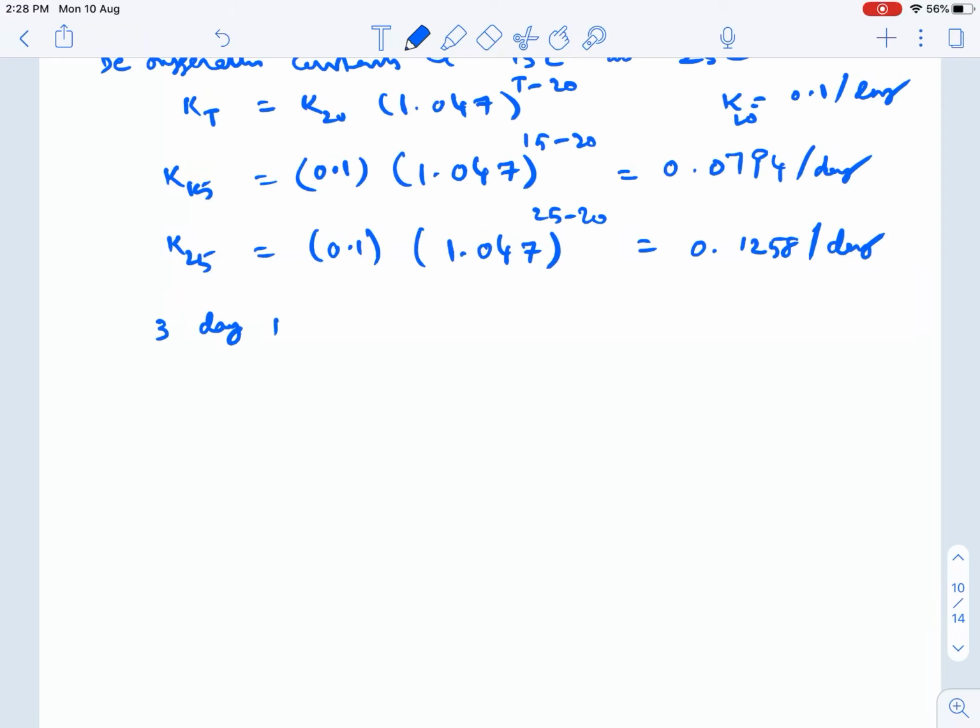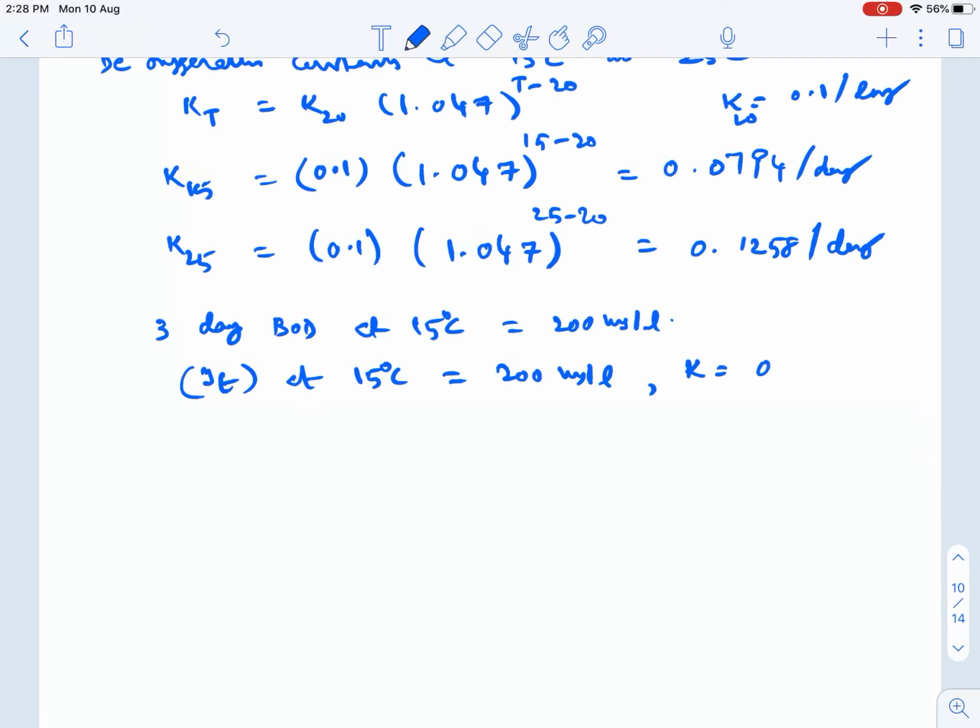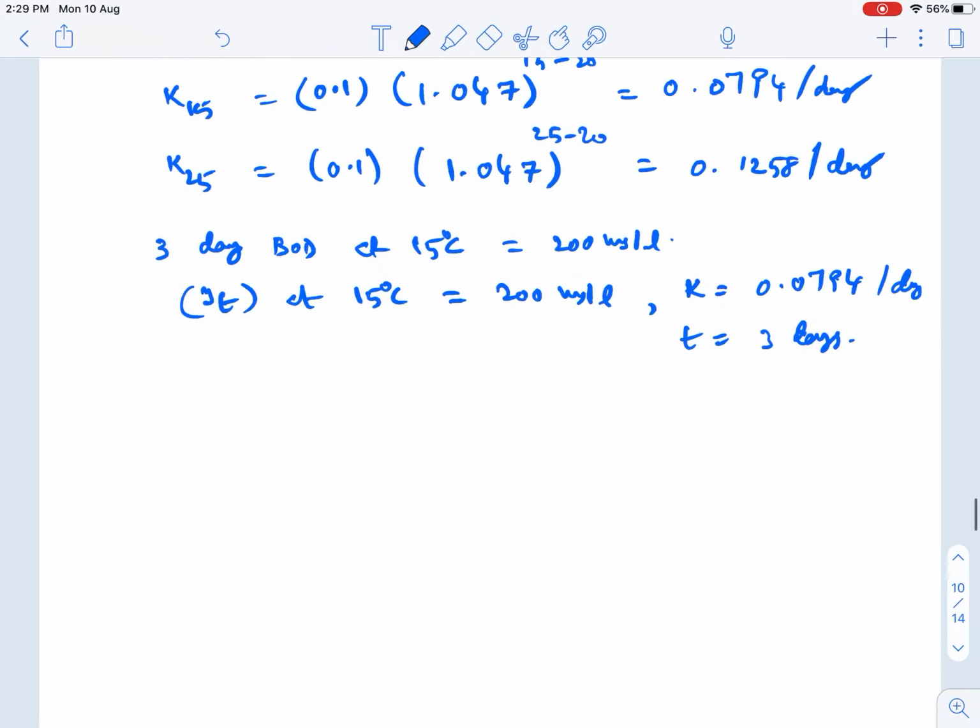So first, what is the value he has given? He has given 3-day BOD at 15 degrees centigrade as 200 milligrams per liter. So this is nothing but YT, BOD exerted at 15 degrees centigrade as 200 milligrams per liter. And what is the K at that 15 degrees centigrade? 0.0794 per day. And what is the time? 3 days. So first calculate the ultimate BOD.